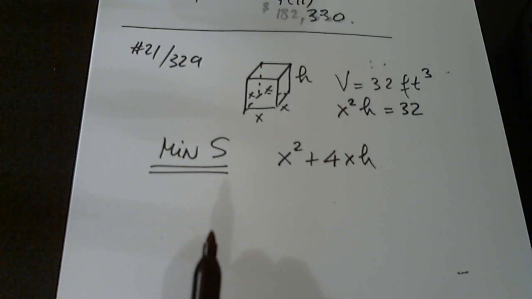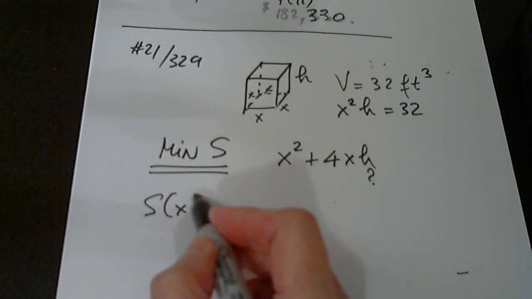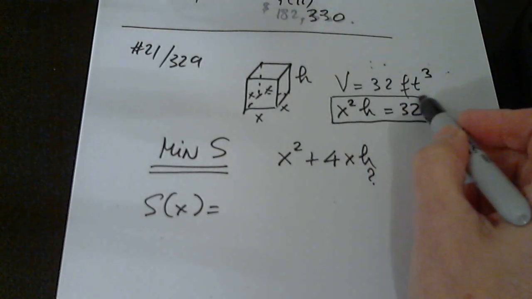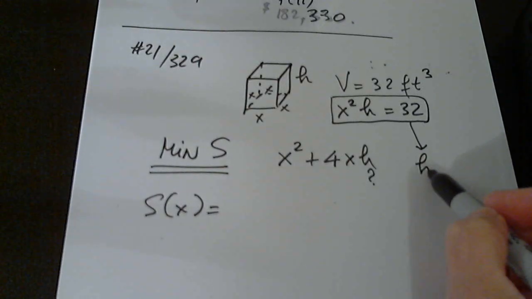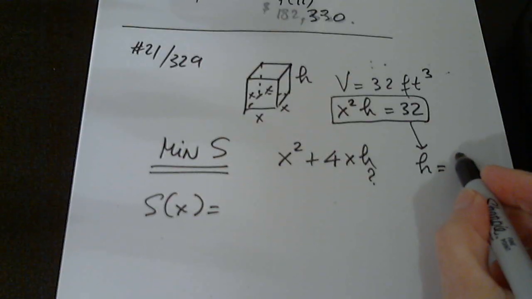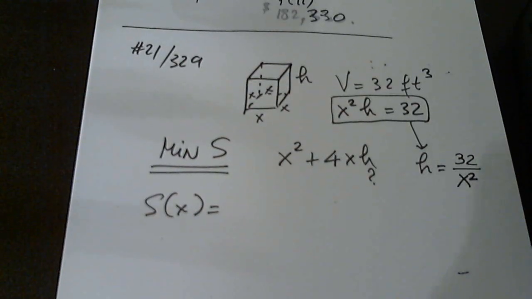This is our function, but it has a problem because it has 2 variables. I can't have 2 variables. I have to create a function that has only 1 variable. But I have this equation, and from here, I will solve for h. Can anyone solve for h, this equation for h for us? Oscar, will you be able to solve this for h for us? Yeah, h equals 32 over x squared. Brilliant. Thank you very much.